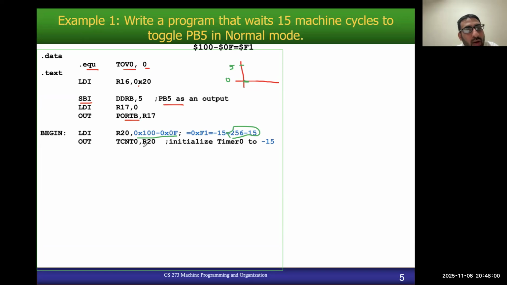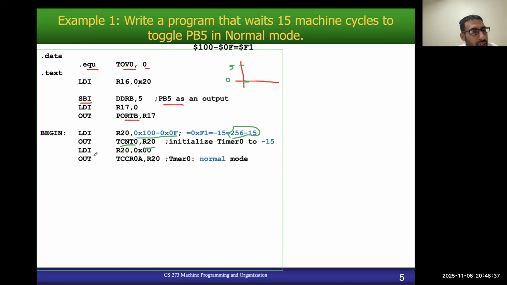And then, since all these registers associated with the timer are in the standard IO address space, we can use the IO instructions with them, like IN, OUT, or SBI, or CBI, and so on, or skip if the IO bit is set or cleared, right? So here we are simply using the OUT instruction to write the value of R20 into TCNT0. Now TCNT0 is initialized to 256 minus 15, whatever it is. Okay.